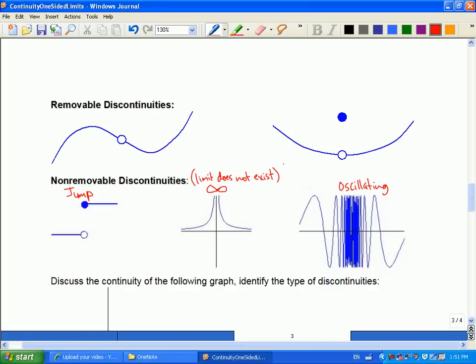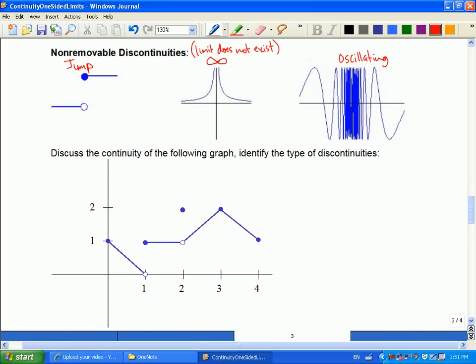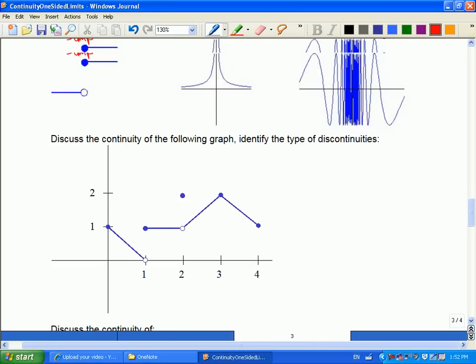So the same problems that we talked about with limits, when they do and do not exist, happen as well for continuity, and some of that we talked about. So let's take a look at a graph and we'll discuss the continuity together. So what do you think? Can anybody find something discontinuous and classify it for me?